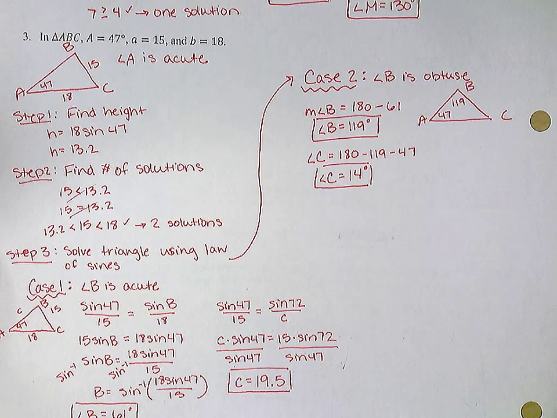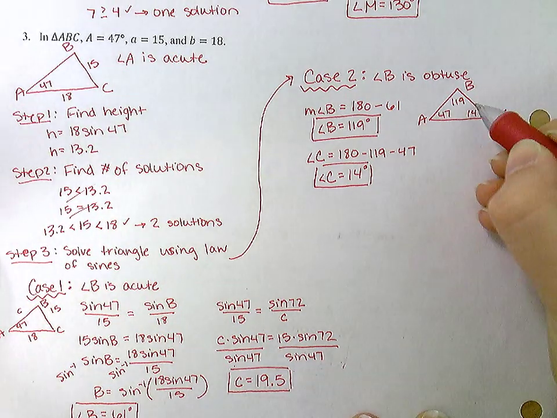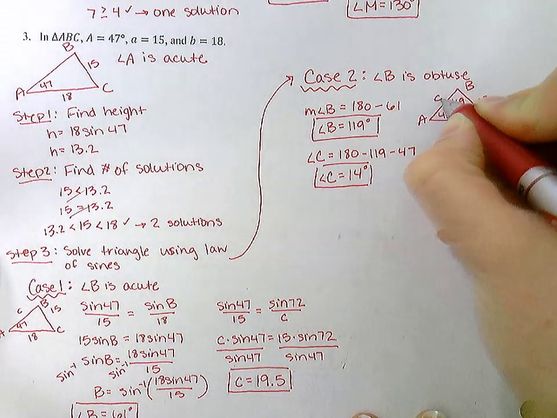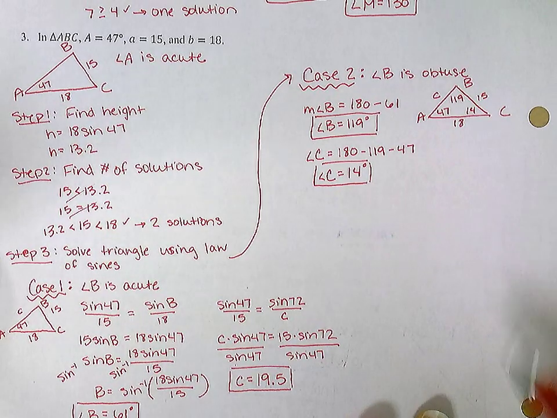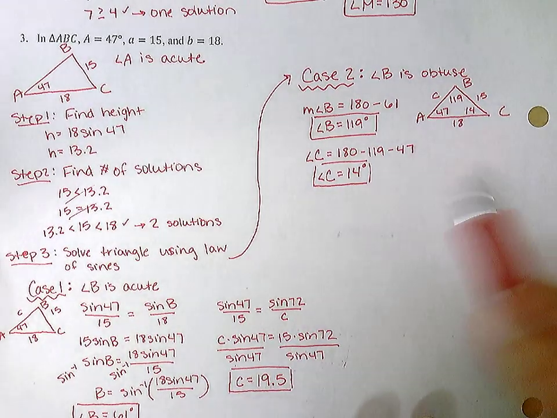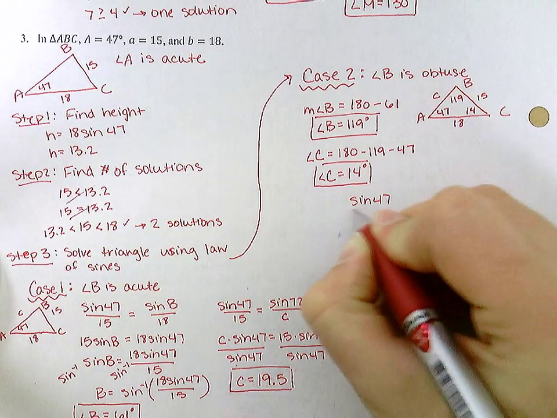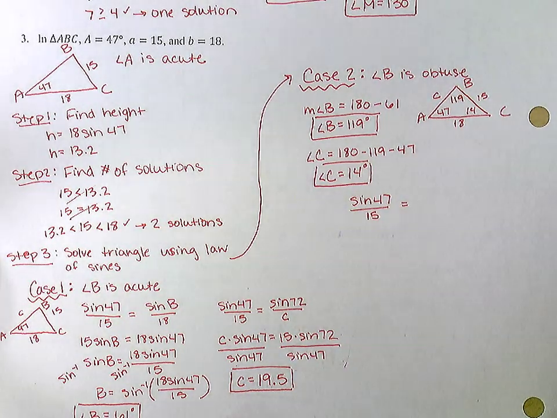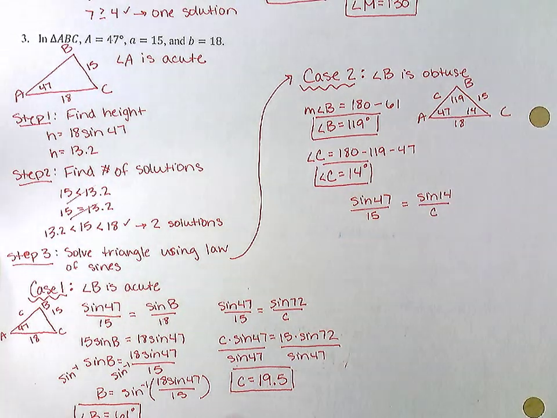You're missing a side. So angle C is 14. We have side a, that's 15. Side b is 18. But we're still missing this lowercase c side right here. So I just have to do law of sines once in this case. I need to take sine of A, which is 47, over its opposite side, equal to sine of angle C over its opposite side.